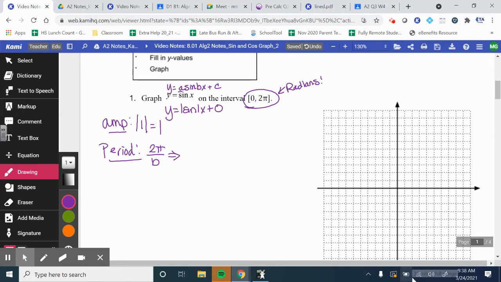Okay, so now I'm going to take my b value, which again is just the number in front of x, so it's in between the sine and the x. There's no number there, so that's an invisible 1. So 2 pi over 1 gives me a period of 2 pi.